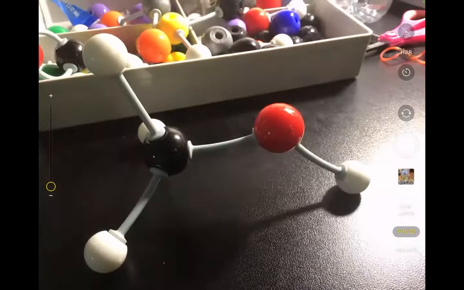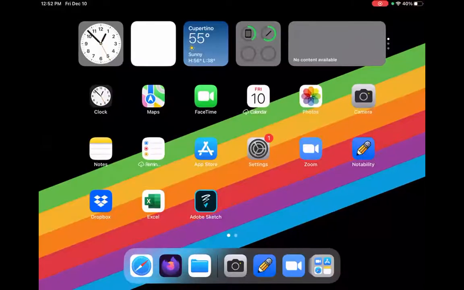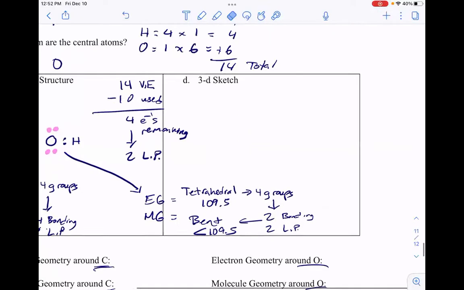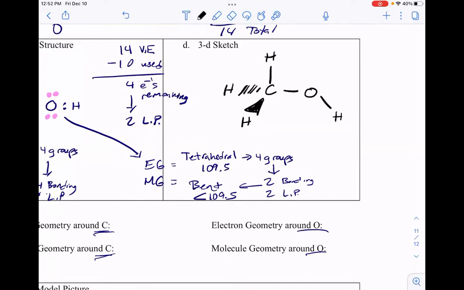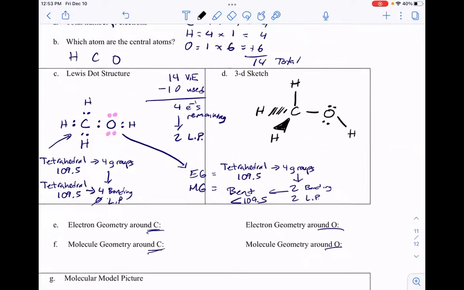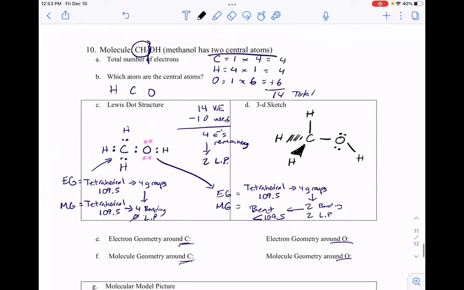I'm just gonna go ahead and choose the front face, the front view. So overall, I have carbon in line with the oxygen. Oxygen is in line with hydrogen. This carbon is also in line with one of the other hydrogens. And I have one wedged to a hydrogen and one dashed to a hydrogen. Okay. And then I'll just fill in my lone pairs on the oxygen, and that's that. Any questions on the 3D sketch?